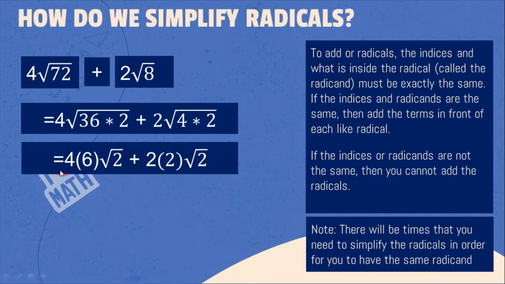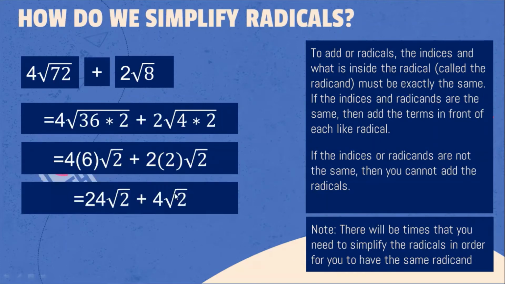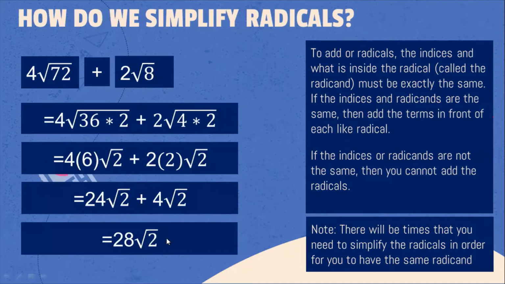We can now multiply both terms. 4 times 6, that is 24. 2 times 2, that is 4. We can now simplify this because both indices and radicands are the same. So we can combine these two. 24 plus 4 is 28, the square root of 2. We just copy this radical. That is the final answer. There will be times that you need to simplify the radicals first in order for you to have the same radical.